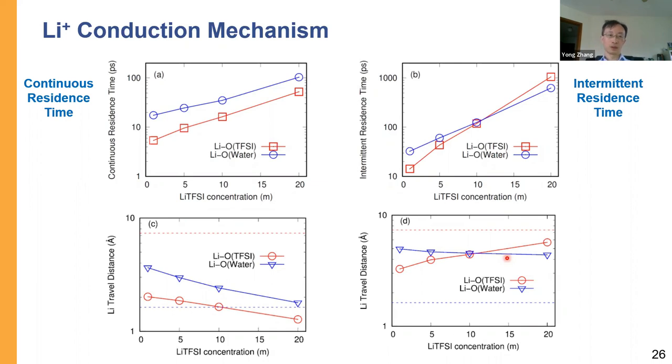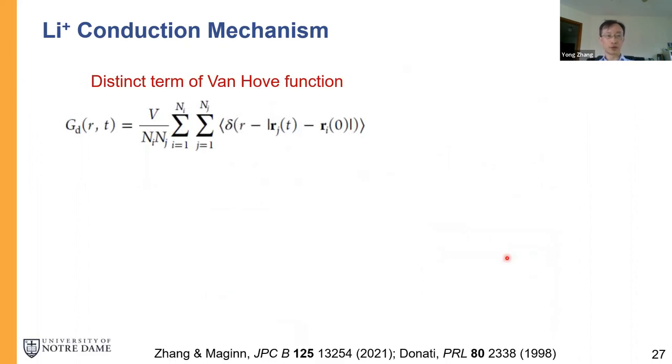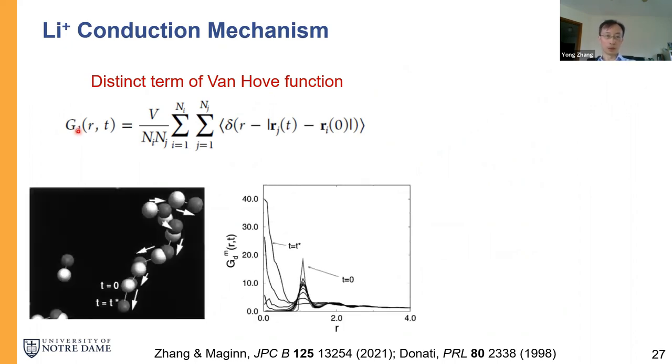The other way to study this is using the distinct part of the van Hove function. Here's the definition. As you can see here, if time t is zero, this equation is basically the g(r). At a later time, if there's a collective motion, we are supposed to see a peak at distance zero, and it will peak at a certain time t star. And this t star is related to the heterogeneity of the given liquid phase.